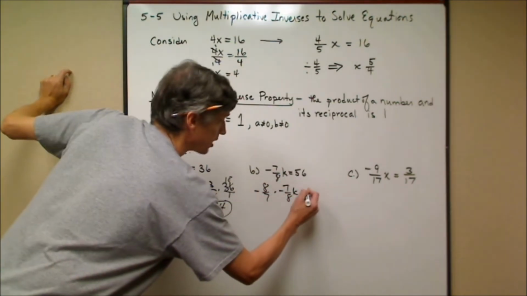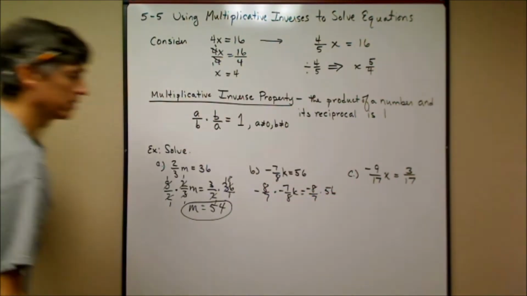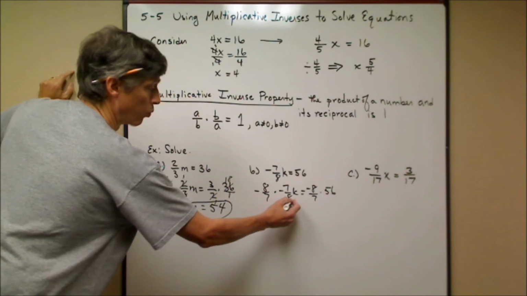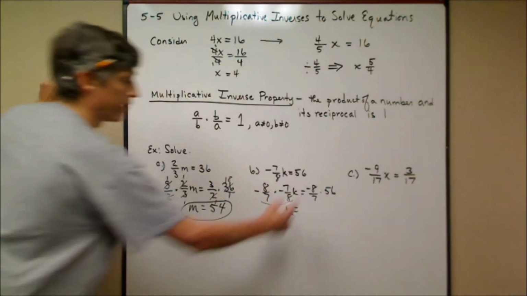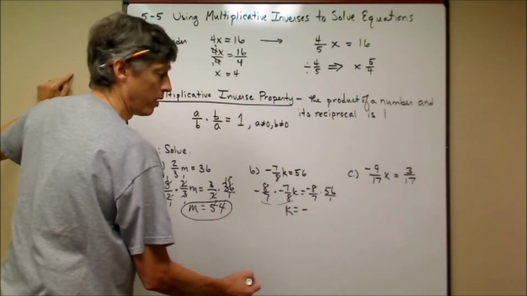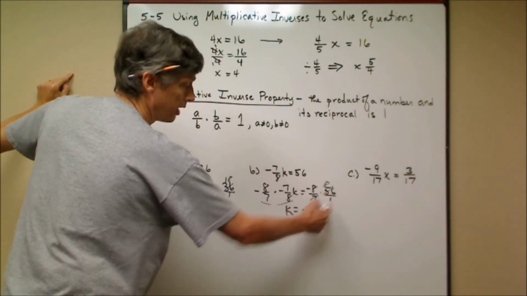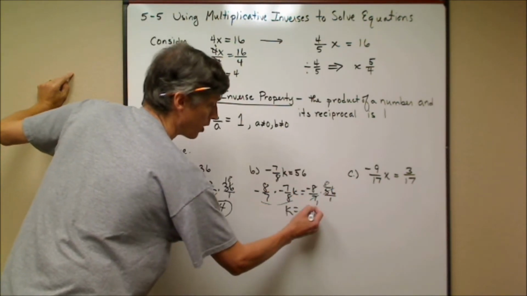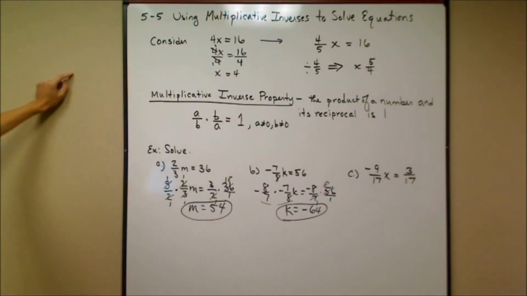I'm going to multiply this side by negative 8/7. This times this is just 1. These are reciprocal, so I have 1k or k. On the right side, I have a negative times a positive. That's going to be negative. I'll put the 56 over 1. 7 goes in that 1. 7 goes in that 8 times. 8 times 8 over 1 times 1. 64 over 1, or just 64. K equals negative 64 is my answer.